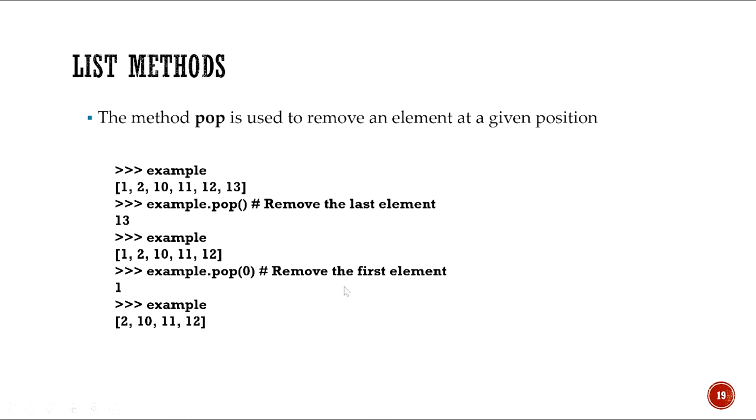Now this one is about pop method. The method pop is used to remove an element at a given position. Okay. If you don't specify the position, it removes the very last element. So, for example, is 1, 2, 10, 11, 12, 13. Apply pop, it drops 13. Then your new list has 1, 2, 10, 11, and 12. But if you want to remove the first element, so its position is 0. So example.pop 0, it removes 1, and then you end up with this list.